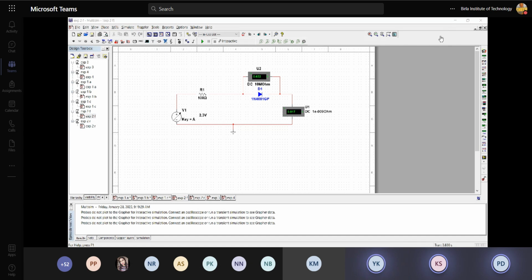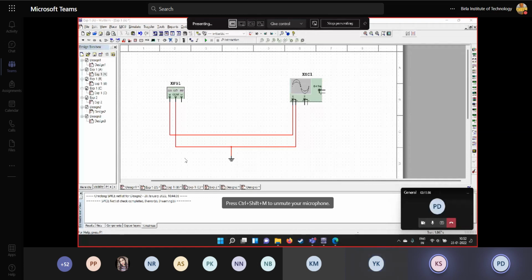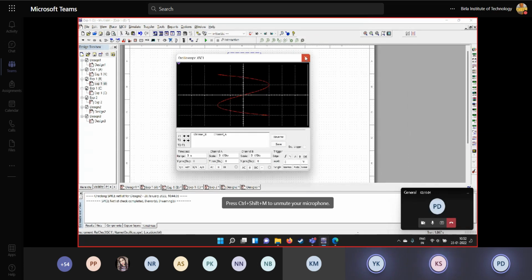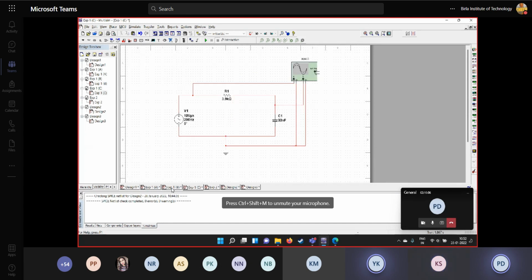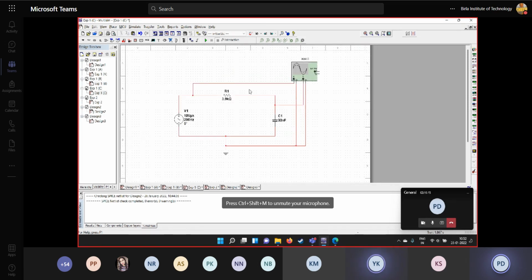Ma'am, Kaustup, yes, I'm sharing. Yes, ma'am, is it visible? Yes, visible. This is experiment number 1. This is the setup. This is experiment number 2, Lissajous pattern. Have you taken various Lissajous patterns? Yes, ma'am, I've taken various. Do I have to show? No, not at all. Experiment number 3.